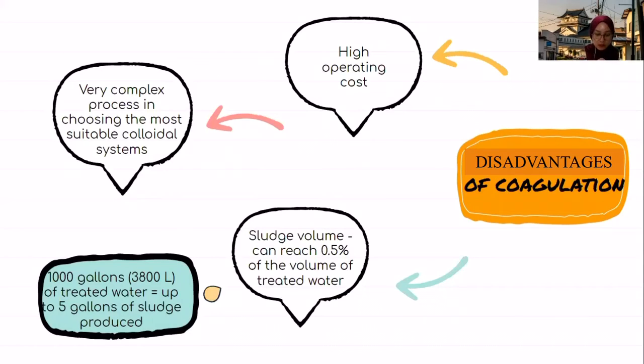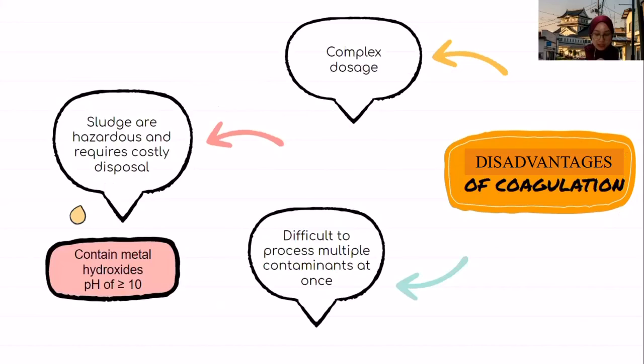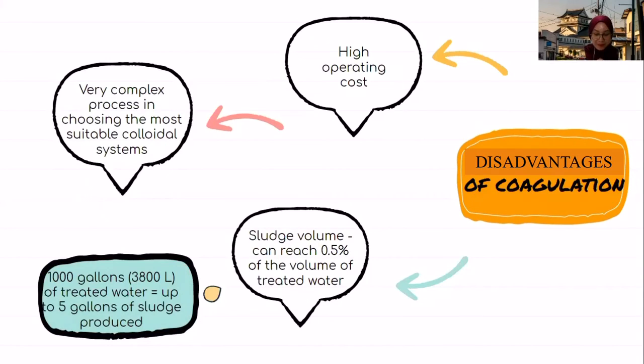The third disadvantage is sludge volume. As the suspended solids cluster together and fall, they will assemble at the bottom of the tank. It is estimated that the volume of the sludge can reach up to 0.5% of the volume of the treated water, meaning that if we have 1,000 gallons of raw water treated with the coagulation process, the resulting sludge can be up to 5 gallons.